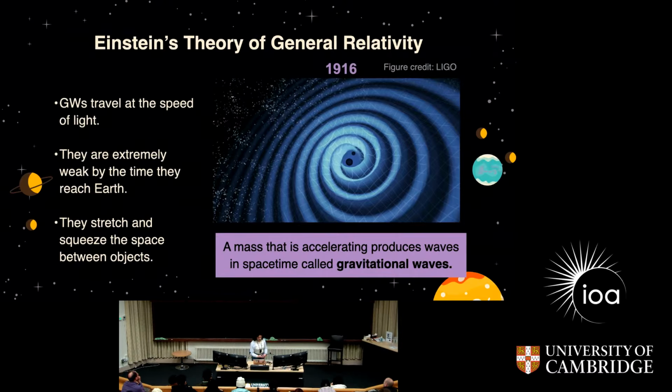And he made a lot of predictions about how these gravitational waves should behave, but the main point is that they should travel at the speed of light, that when they are created somewhere far away from Earth and they travel to Earth, they lose energy, and so their amplitude becomes smaller and smaller, so they become very, very small by the time that they reach Earth, and that they stretch and squeeze the fabric of space-time. So the fabric of space-time that lies in between objects.